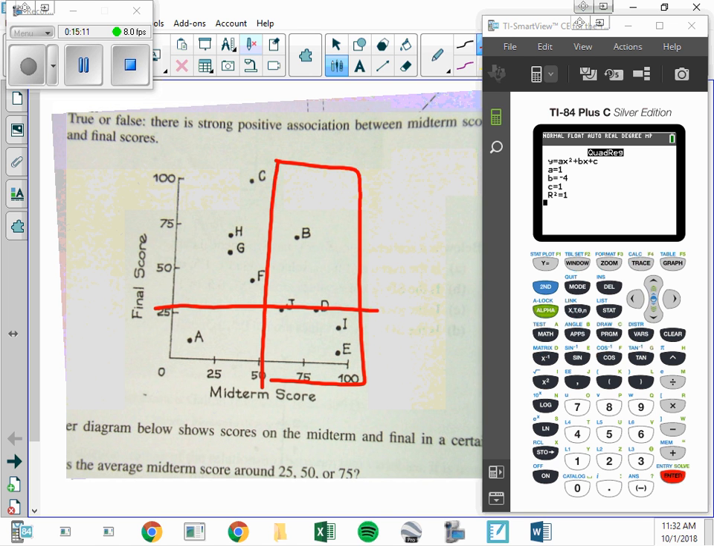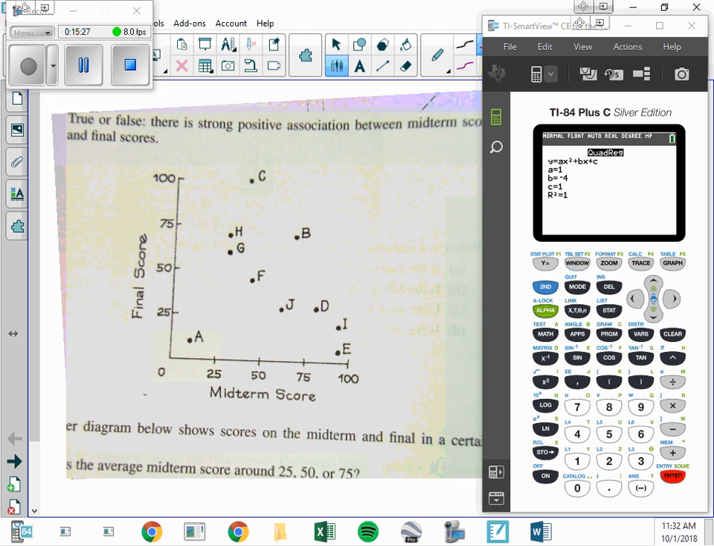And G, true or false, there is a strong positive association between midterm scores and final scores. No, if there is an association, it's negative. Would you say it's a strong negative? And that is the skinniness of our football. So if I got rid of this, it's a little bit megaphone shaped, not too bad.